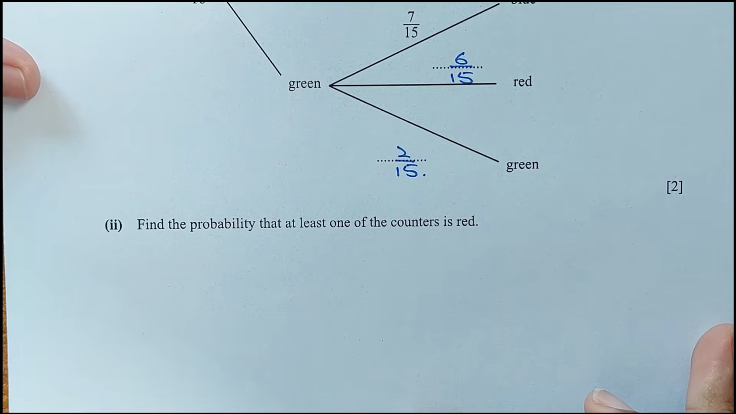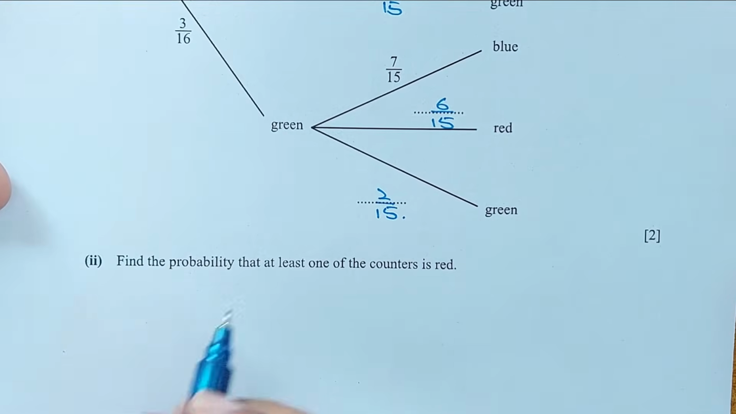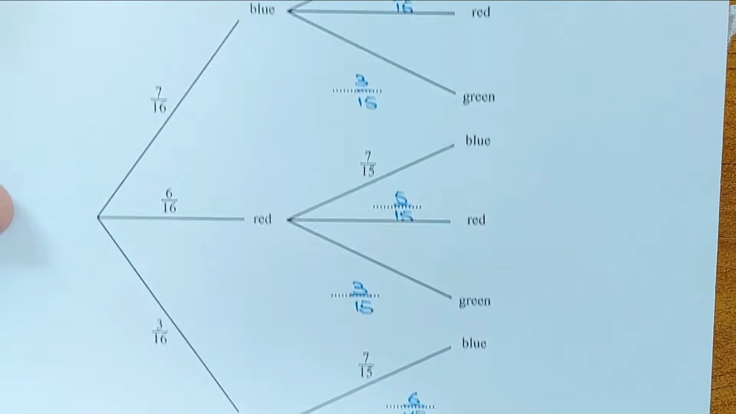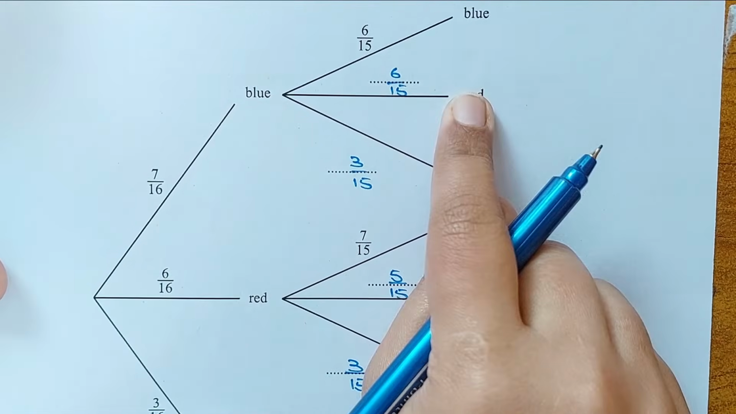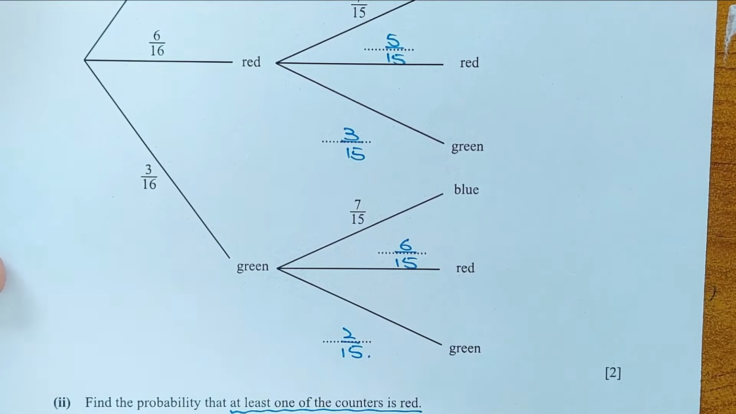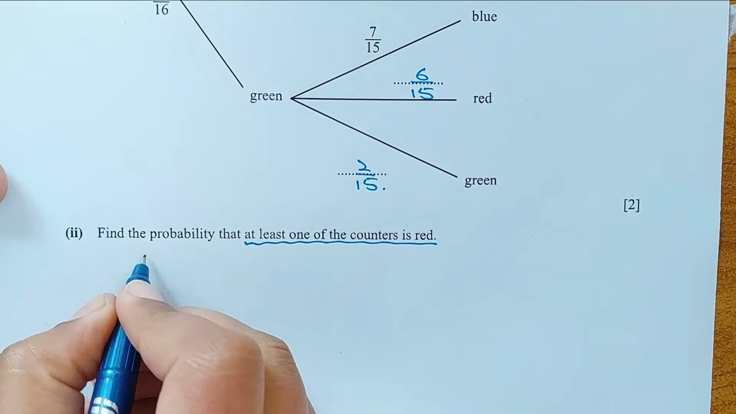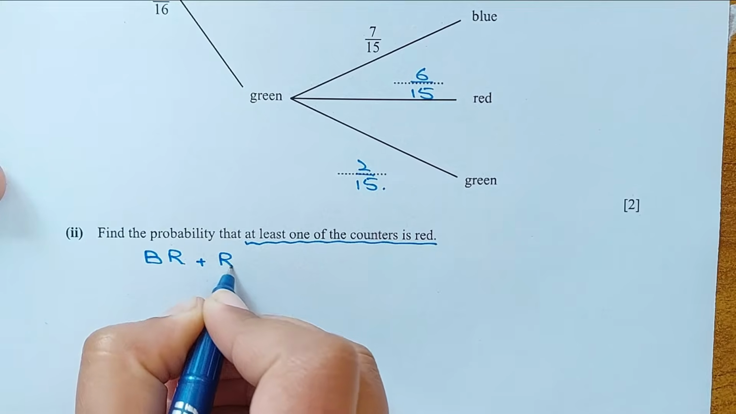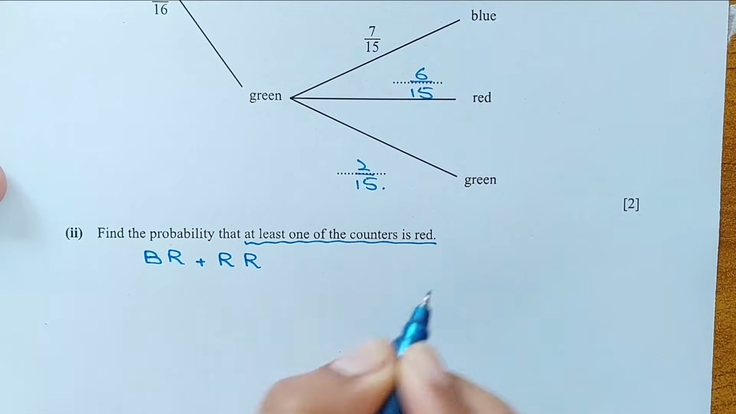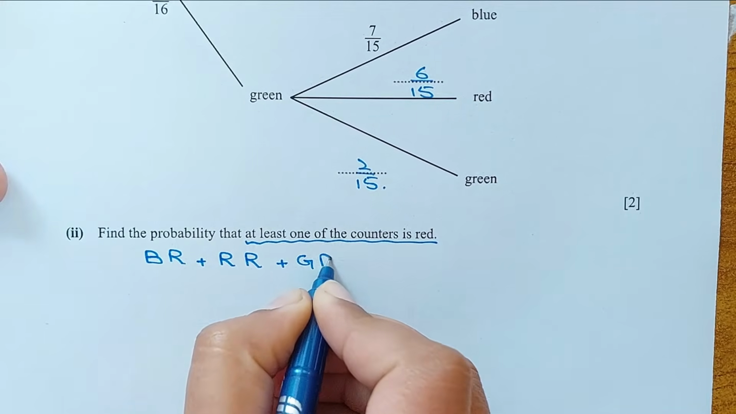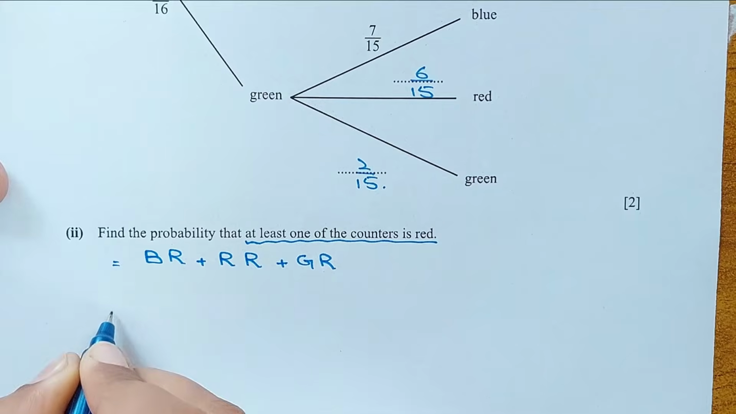So moving to the second part, find the probability that at least one of the counters is red. Okay, at least one of the counters is red. So if we make a combination of blue with red, red with red, and green with red, right? At least one is red. So we can say that if one is blue, other is red, plus if one is red, both can be red, at least one, minimum one is red, both can also be red, plus with green we can make a combination of red, right? Okay, let me find the probability.